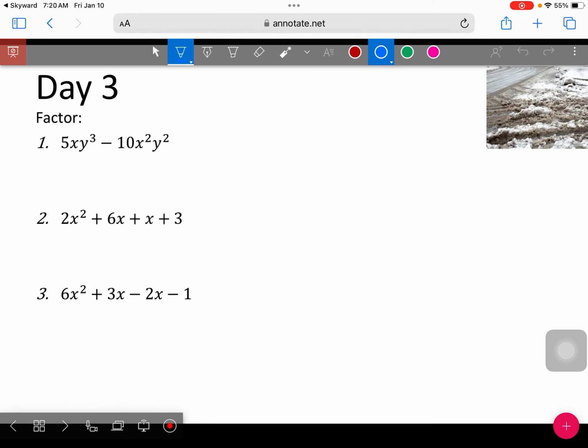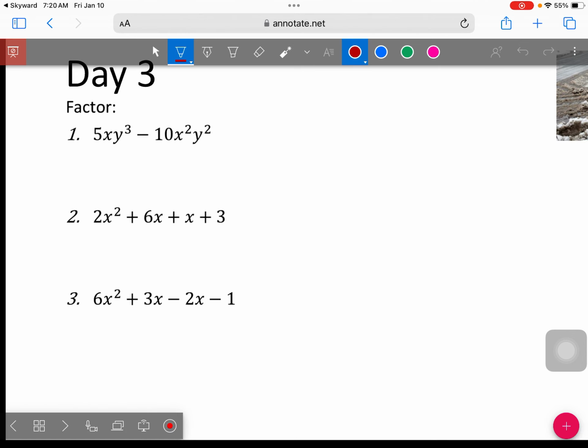There we go. All right, does anybody want to give me their answer for number 1? Nobody? Oh, gosh. Okay, hopefully it's not because you don't know. All right, so how would I start this out?